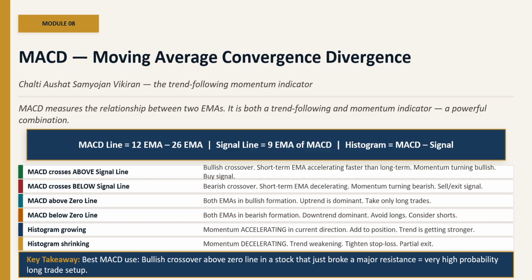MACD above zero. Both EMAs in bullish formation. Take only long trades. MACD below zero. Downtrend dominant. Be very cautious about buying. Growing histogram. Momentum accelerating in the current direction. Shrinking histogram.